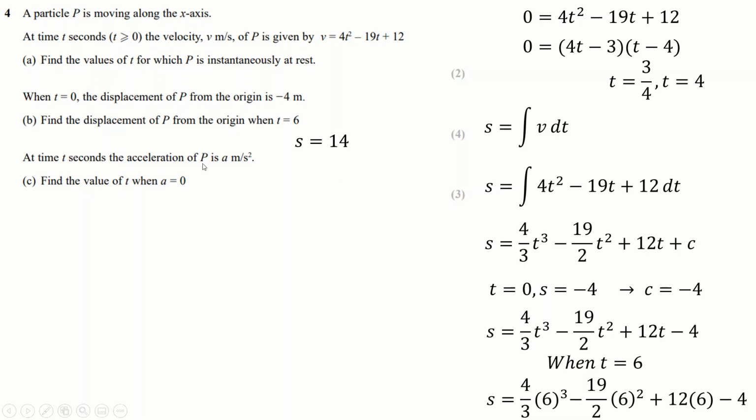At time t seconds, the acceleration is a. So thinking about that ladder again, to get the acceleration from velocity, you differentiate it. So let's differentiate this velocity here. That makes that. When a is 0, so just put a is 0 in, solve this, and you get t is 19 over 8. Good.